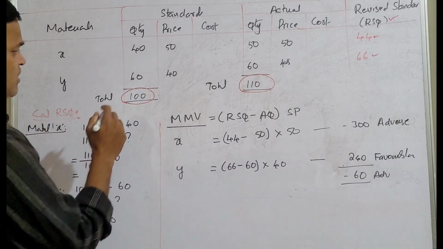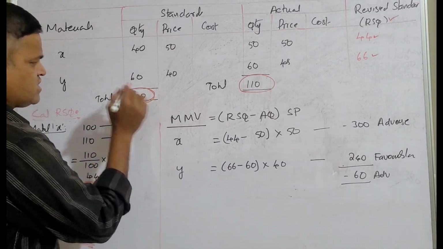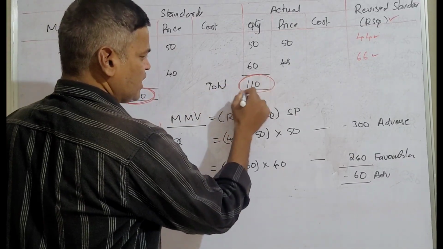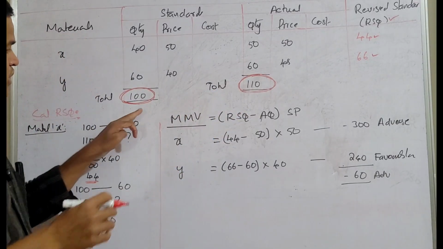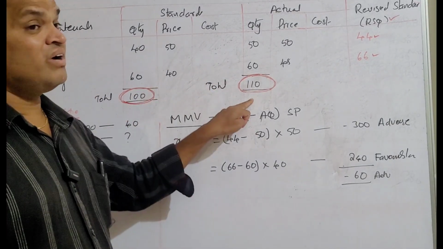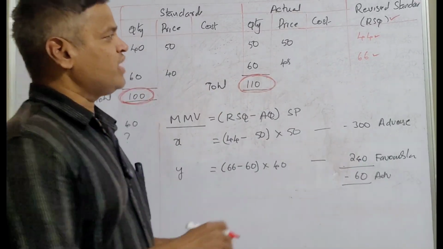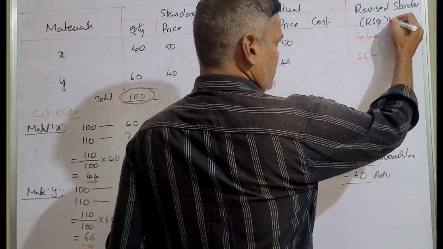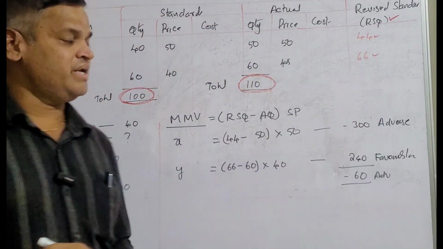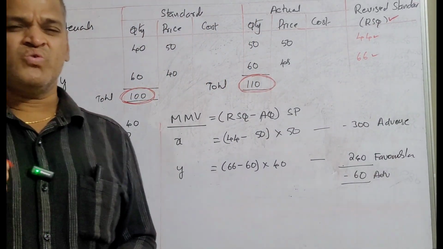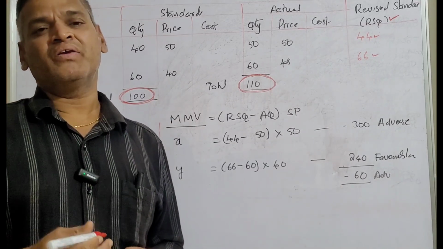Whenever the total quantity of standards and the total quantity of actuals differ, here the standard total is 100 and the actual total is 110, then there is a need to calculate the revised standard quantity. So what is the revised standard, and why do we have to calculate the revised standard quantity?